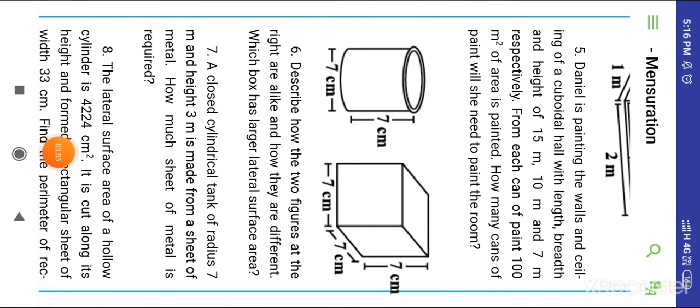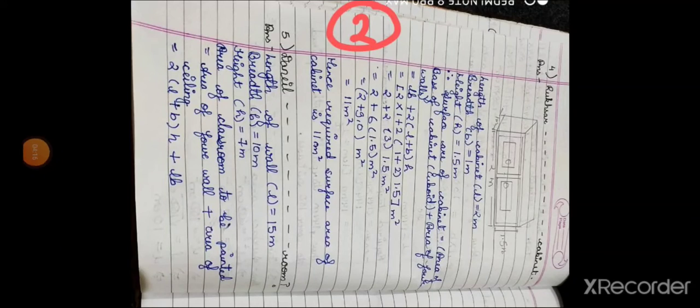Next question is: Daniel is painting the walls and ceilings of a cuboidal hall with length, breadth and height of 15 meter, 10 meter and 7 meter respectively. From each can of paint 100 meter square of area is painted. How many cans of paint will she need to paint the room? It is clear from the question that length, breadth and height of the room are 15 meter, 10 meter and 7 meter, and area to be painted is equal to area of 4 walls plus area of ceiling.